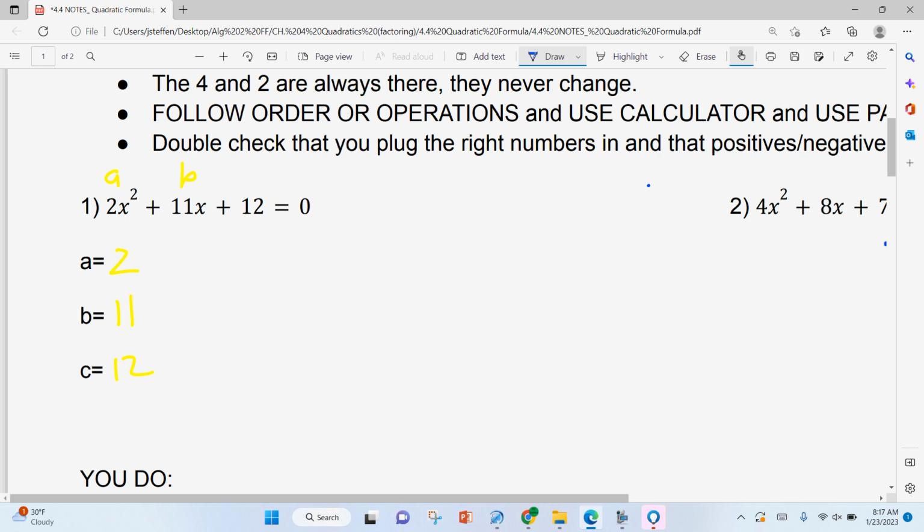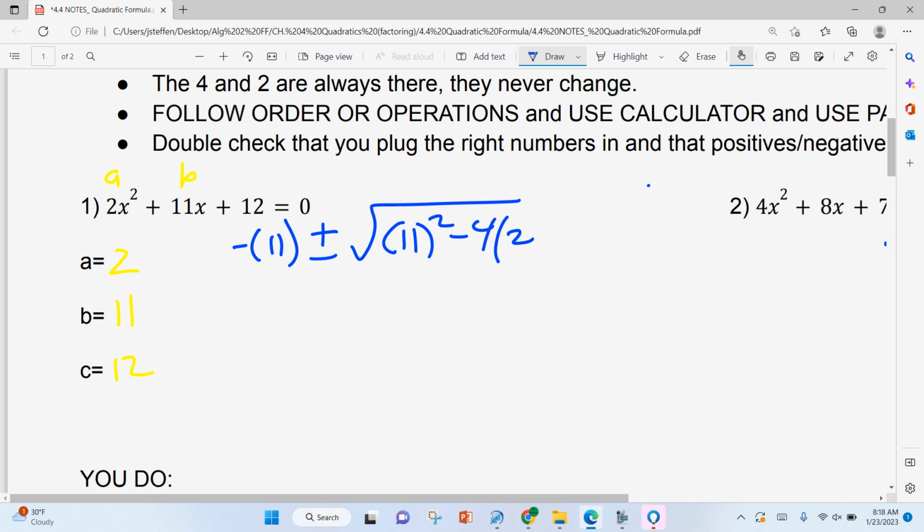So it's negative b, so it's negative, b is 11. I always use parentheses when I plug these numbers in. It's the square root of b squared, so 11 squared, minus 4 times a, which is 2, times c, which is 12, over 4 times your a, which is 2. Technically, it's x is equal to, but if you put that, that's fine. So again, that's my first step. I list everything out, and every time I plugged in a letter, I always used parentheses. That's going to help you.